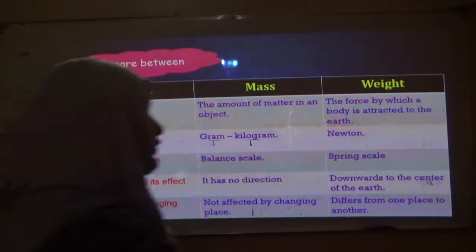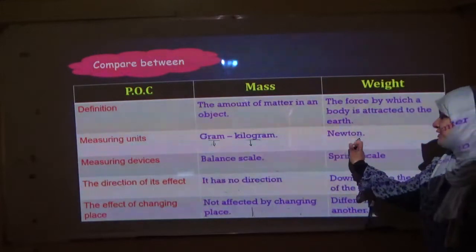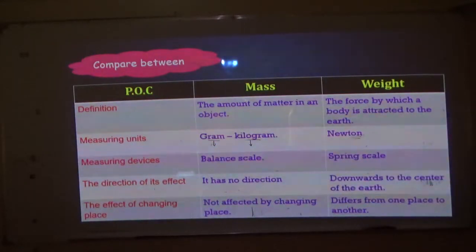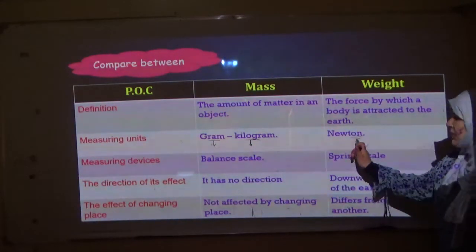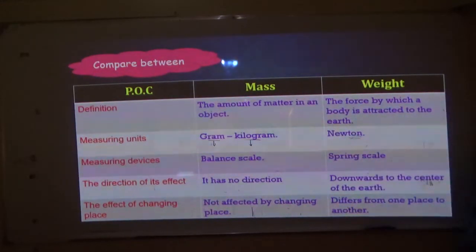For the measuring unit of weight, we have only 1 unit, and we know that it's named after the scientist who discovered the gravity force. This scientist is called Newton.